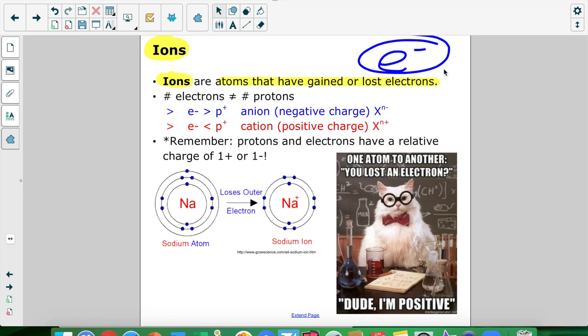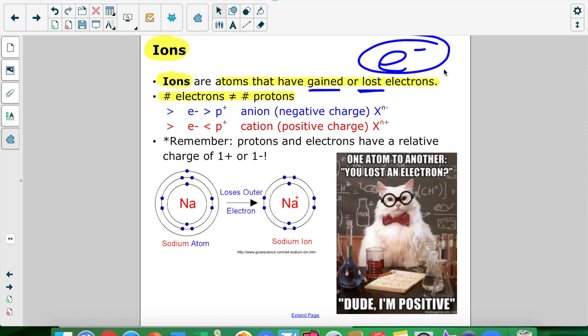So do not think that an ion is formed by the addition or subtraction or losing of protons. It is always, always, always by gaining or losing electrons. Now, ions, as I said, have a different number of electrons than protons. That's why they have a charge.